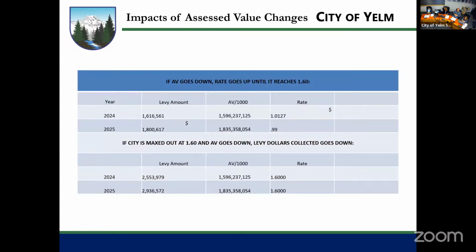So if your assessed value goes down, your rate can go up until it reaches that $1.60. When we hit $1.60, we would be maxed out. If we're at the $1.60 and our assessed value goes down, you're going to collect fewer levy dollars. If you watch that video, I think they do a good job of explaining those equations and how assessed value going up and down really affects your rates and then what you're paying. And that's it.